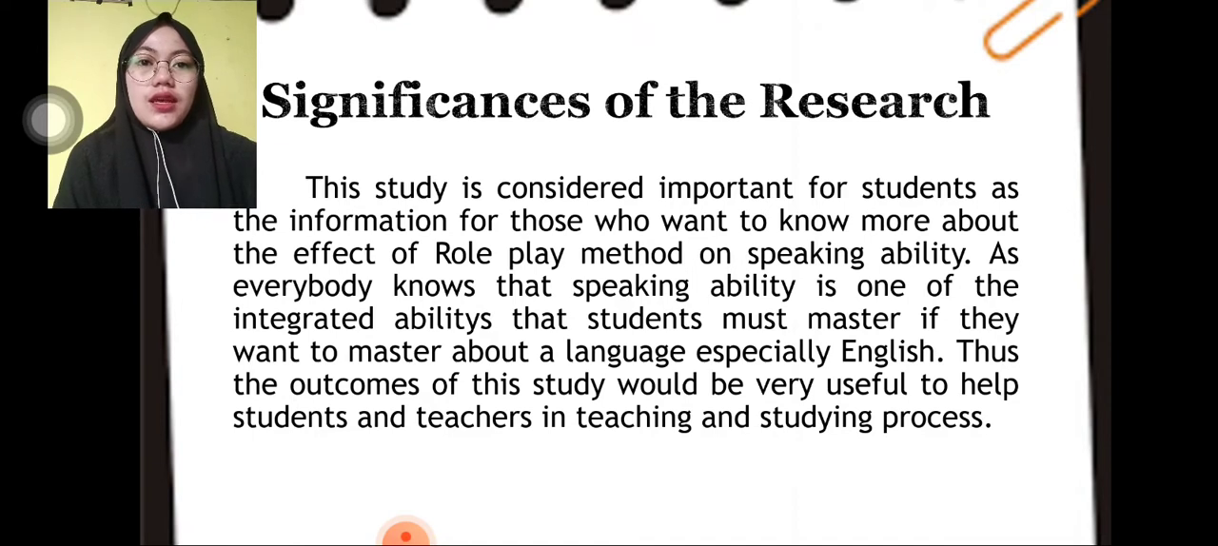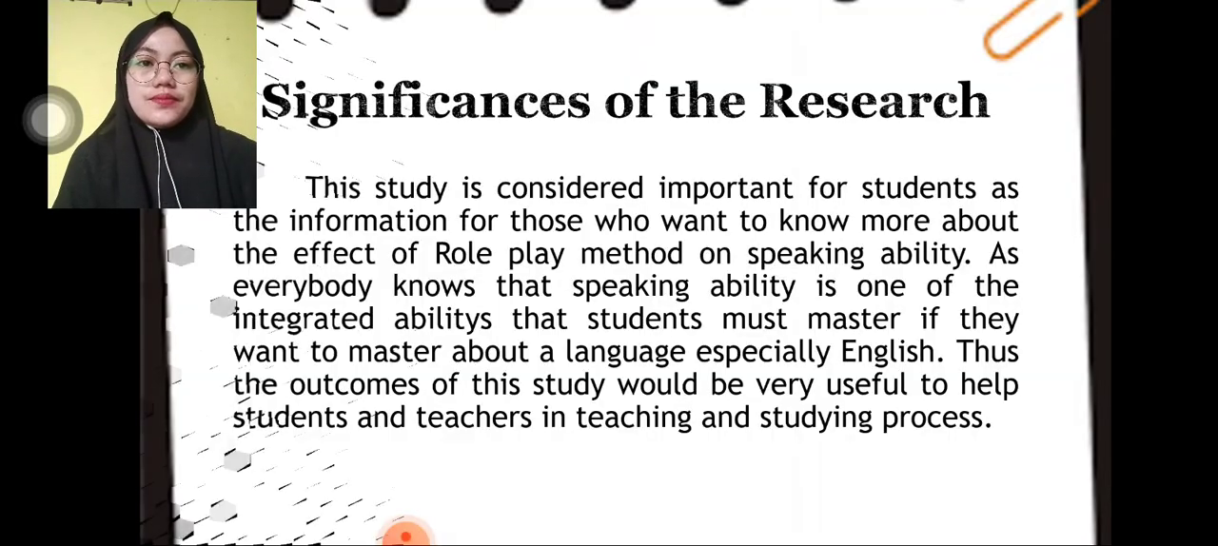Significance of the research. This study is considered important for students as information for those who want to know more about the effect of the role-play method on speaking ability. As everybody knows, speaking ability is one of the integrated abilities that students must master if they want to master a language, especially English. Thus, the outcomes of this study will be very useful to help students and teachers in the teaching and studying process.